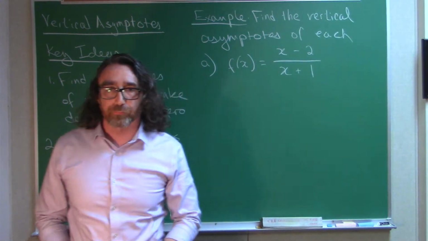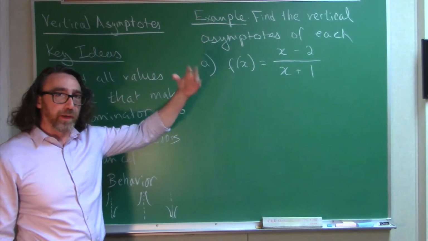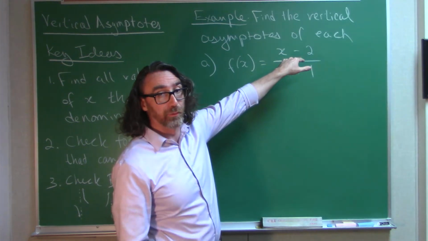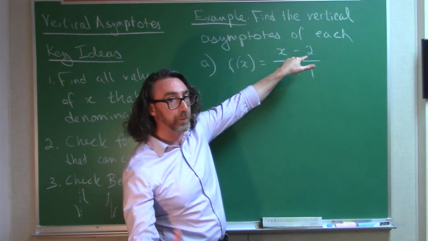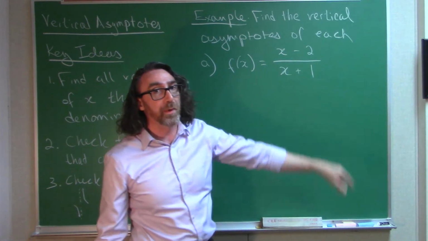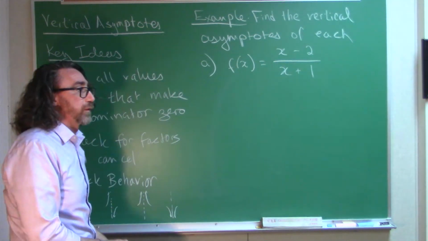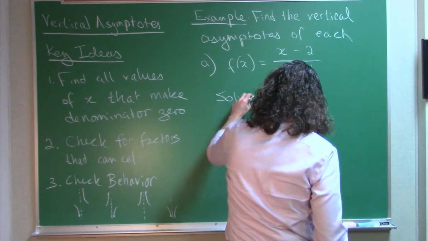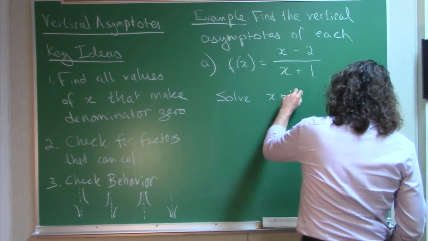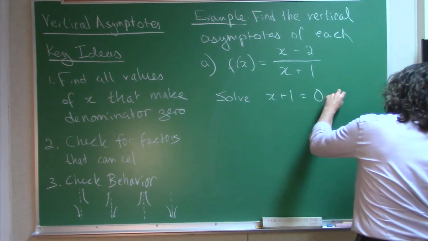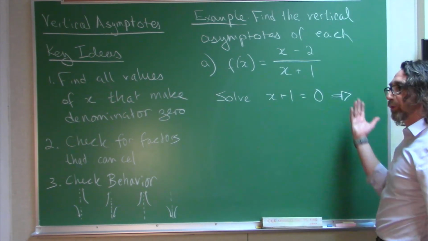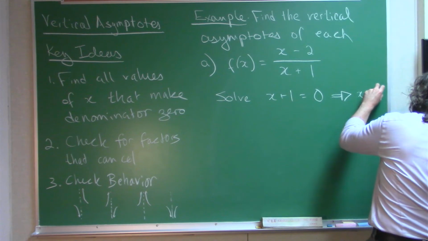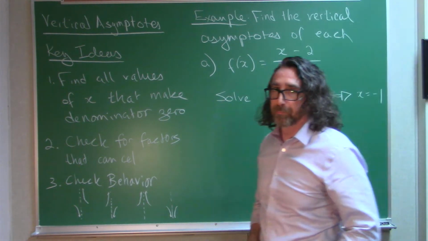Okay, so quick check. That is a rational function. You have a polynomial on top. It's a degree 1 polynomial. It's a linear polynomial, but it's still a polynomial. And you have a polynomial on the bottom. So we got a rational function. So we'll take that denominator, we'll set that equal to 0 and solve the resulting equation. Very quick one to do here. We get x equals -1.